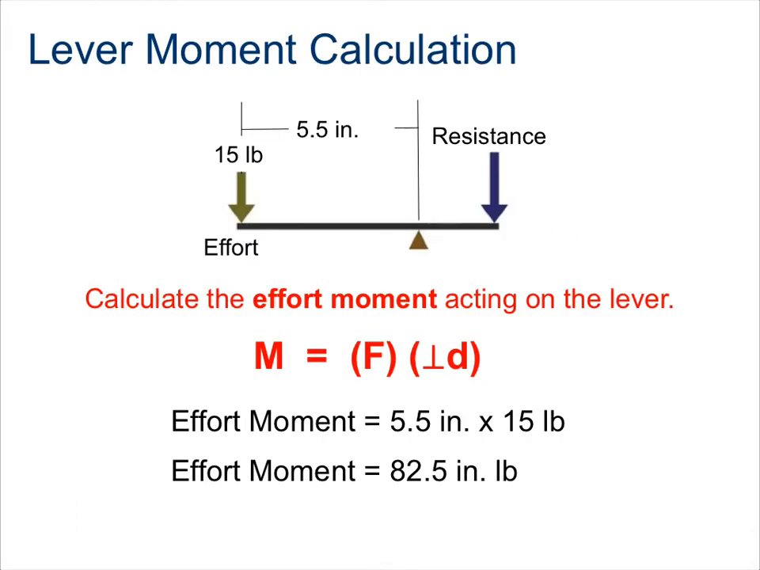Consider this example of a lever moment calculation. In this picture above, it says calculate the effort moment acting on the lever. As a reminder, to calculate a moment, it's force times perpendicular distance. Do not get this calculation confused with work. Work, remember, is force times parallel distance. This is force times perpendicular distance. So the effort moment is going to be my force of 15 pounds times 5.5 inches. My effort moment is then considered to be 82.5 inch-pounds.